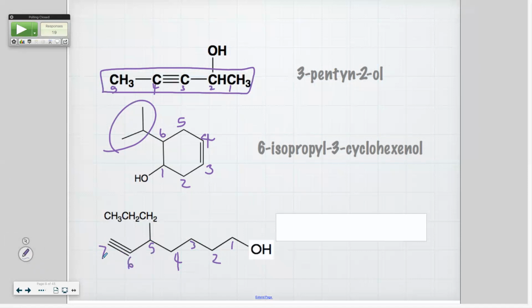All right, so what is your base name going to be? Hept, ene, yne, and then 1-ol. Now you put the 1 on the chain. Okay? The only time you don't use the 1 is in the rings. Okay? All right, now what is this little thing? Propyl. So the whole thing is going to be 5-propyl-6-heptyn-1-ol.